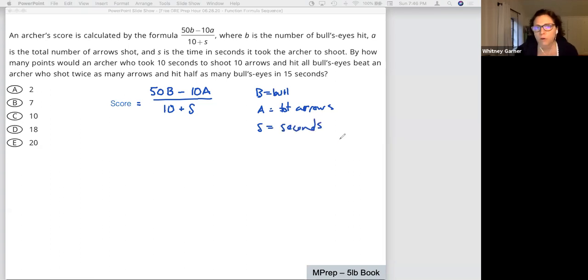Now you guys know formulas. What's this formula? What's that formula?